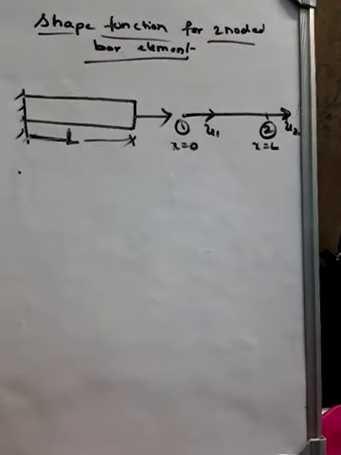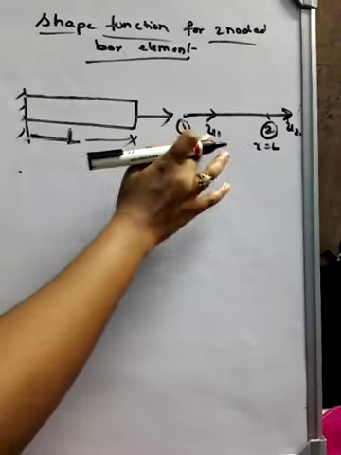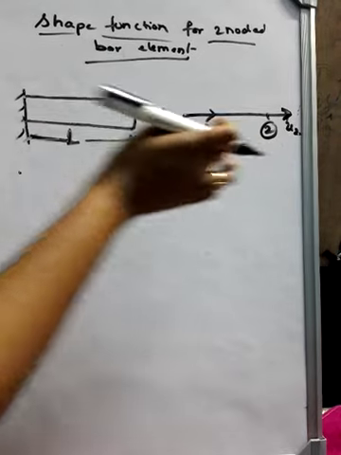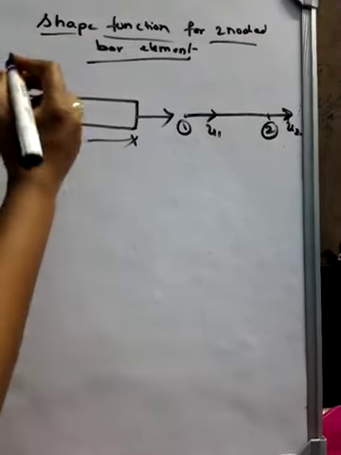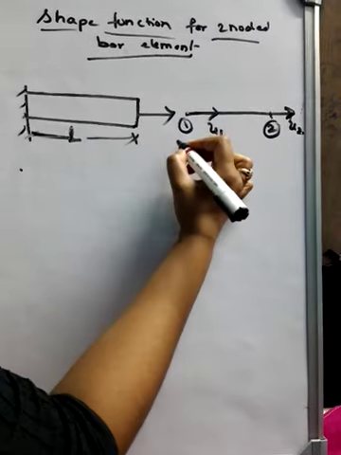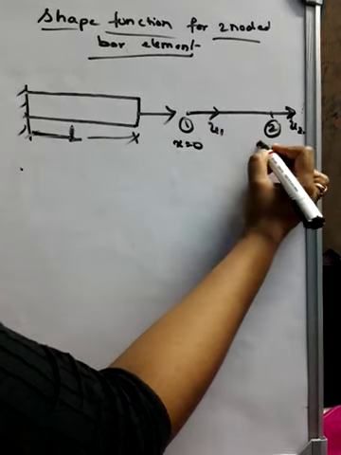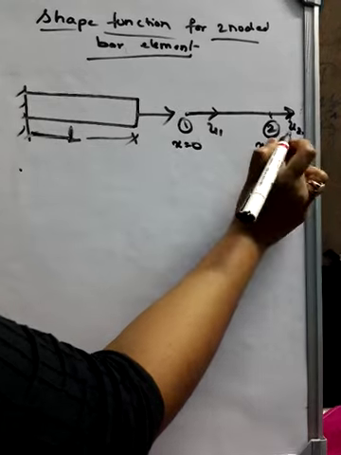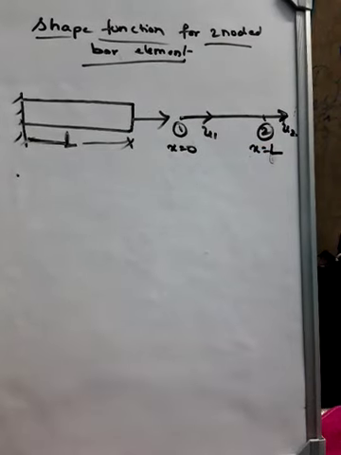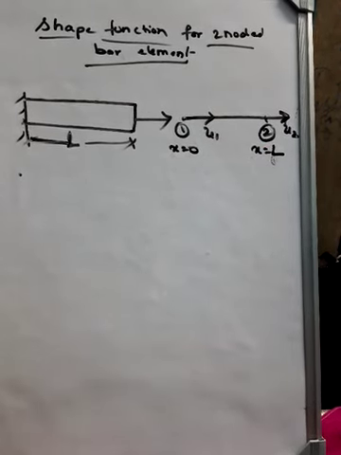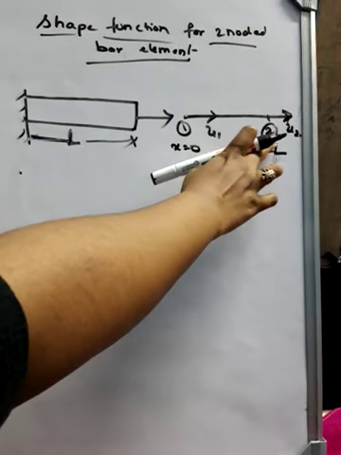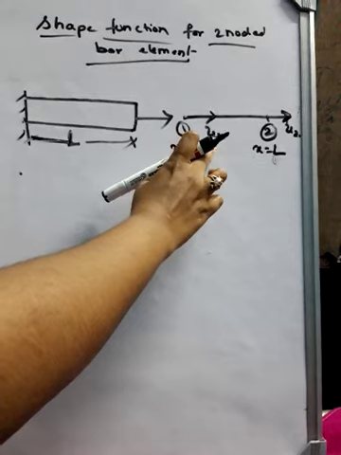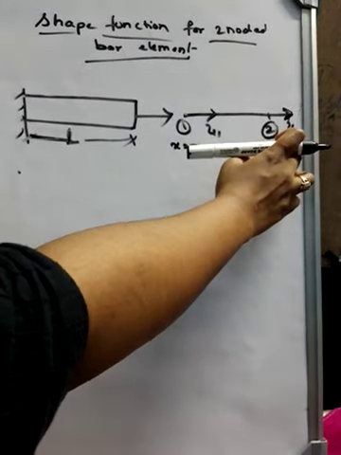Hello everyone. So today we are going to learn how to derive the shape function by using the displacement model. Okay. So first we are going to take the Cartesian coordinate system. So the Cartesian coordinate would be x equal to 0 and x equal to L. It will be constrained. Then here we have shown the two nodes, that is 1 and 2, and the displacement coordinates would be u1 and u2.